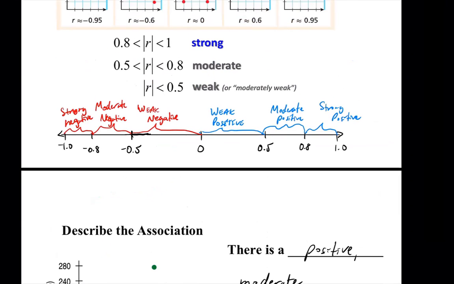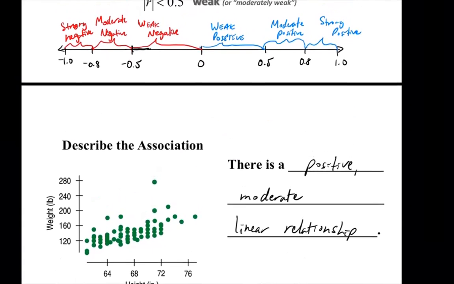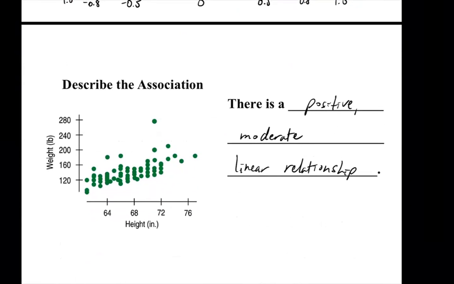We know it's going uphill. If it's weak, we can barely tell the dots are going up, right? As height is increasing, so is weight. Now it's not perfect, so it's not close to perfect, so it's not strong. I would say moderate best describes it.